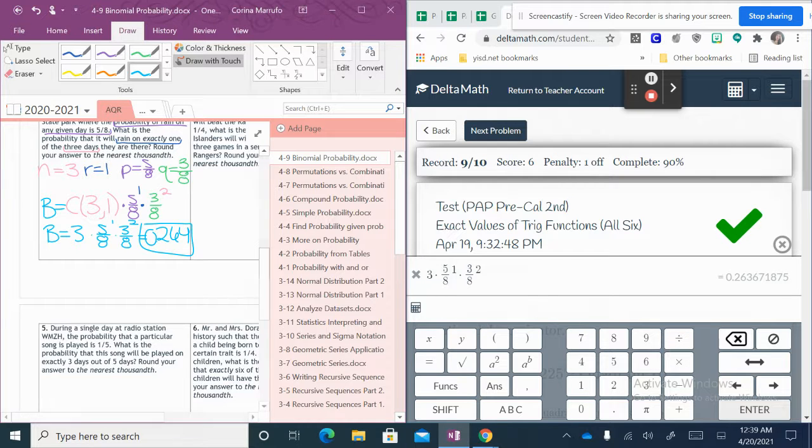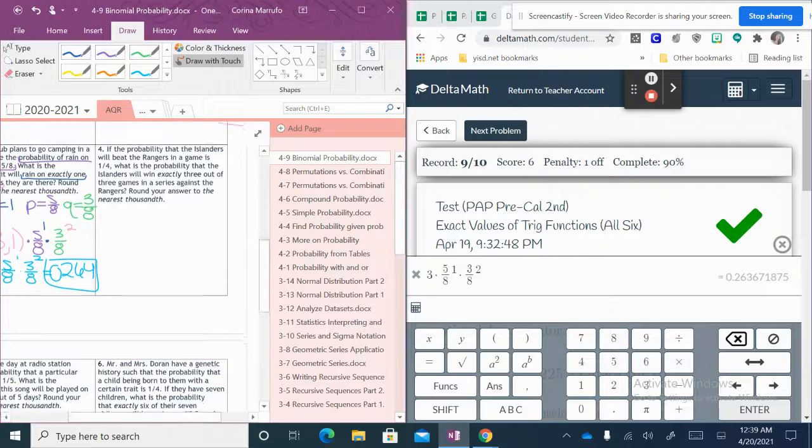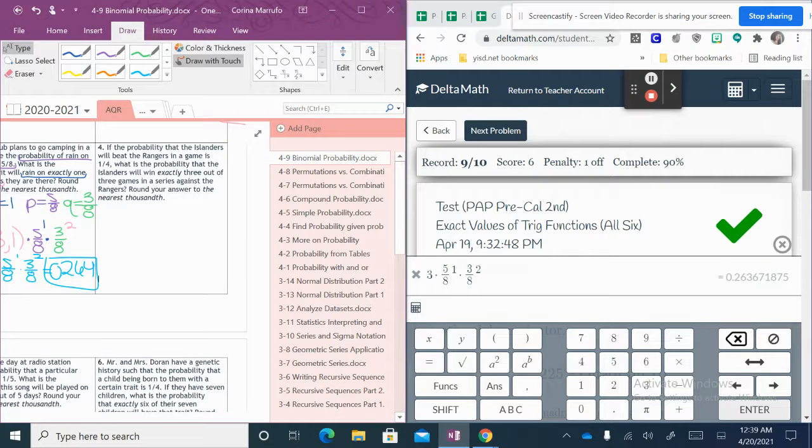That would be my probability. Alright, the next one says if the probability of the Islanders will beat the Rangers in a game is 1 to 4. Okay, so they already give us a probability here. So the probability is 1/4. Then it says, what is the probability that the Islanders will get exactly 3 out of 3 games?